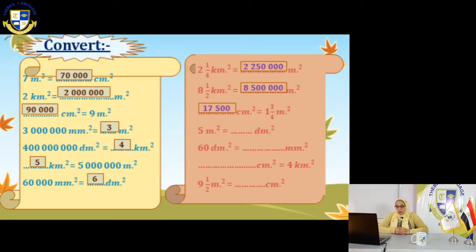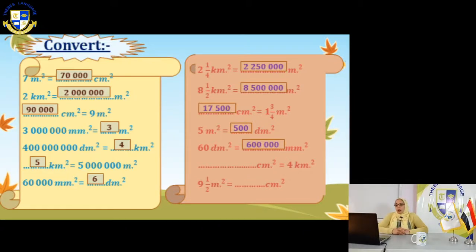5 squared meter into squared decimeter. Also multiply. Multiply by just 100, from meter to decimeter, just 100. It will be 500. From 60 squared decimeter into squared millimeter, multiply by 10,000, so it will be 600,000.